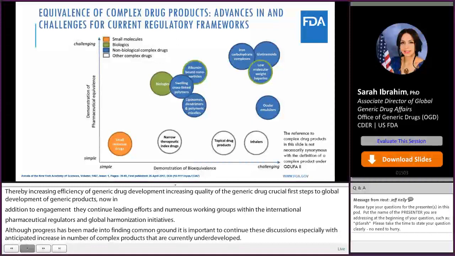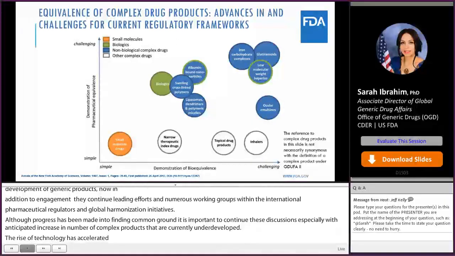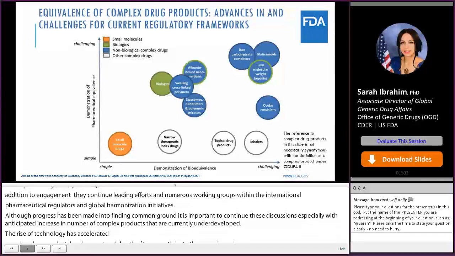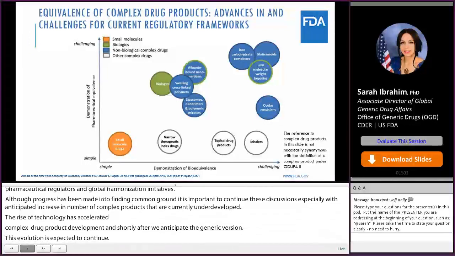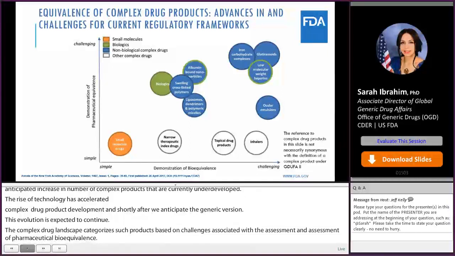The complex drug landscape categorizes such products based on challenges associated with the assessment and establishment of pharmaceutical equivalence and bioequivalence. Now, FDA is well-resourced and skilled, yet sees the benefit of cooperation and collaboration with other regulatory authorities to avoid effort duplication and improve decision-making.